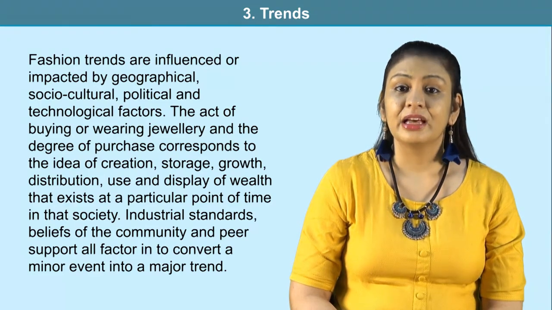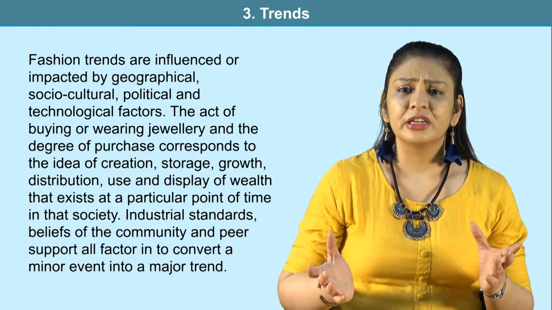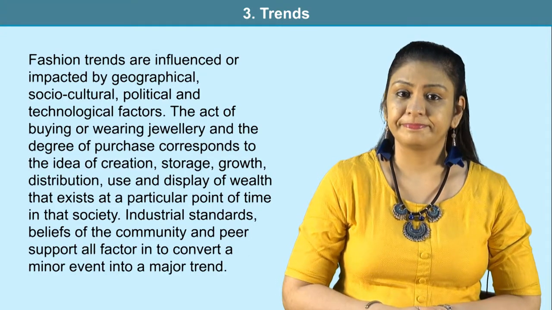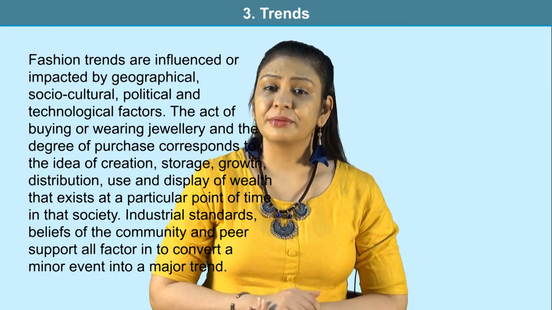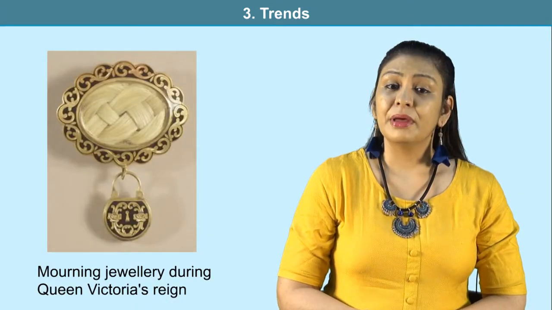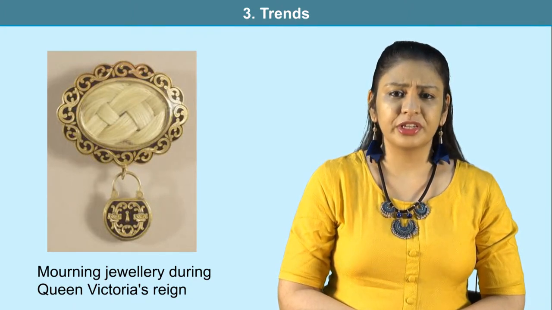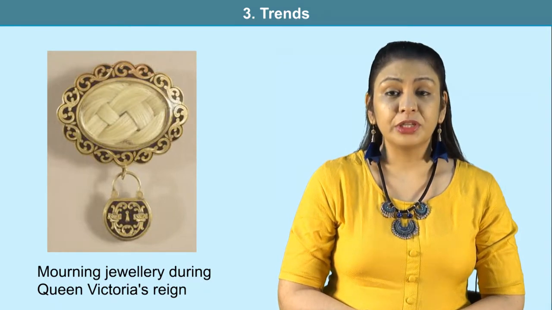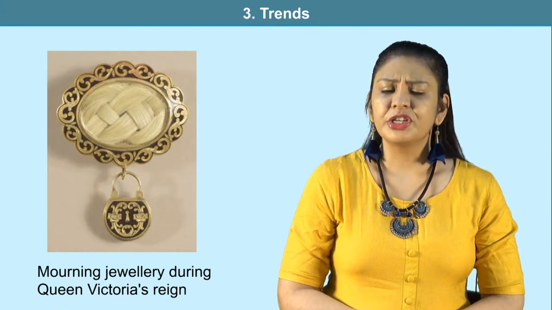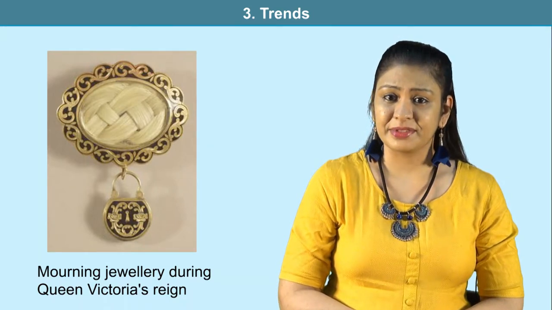Industrial standards, beliefs of the community, and peer support all factor in to convert a minor event into a major trend. Here are some examples to further illustrate this point. Memorial jewelry reached a new high during Queen Victoria's rule, as she wore mourning jewelry to mourn the passing of Prince Albert. She also brought back cameos in fashion from the Roman times.